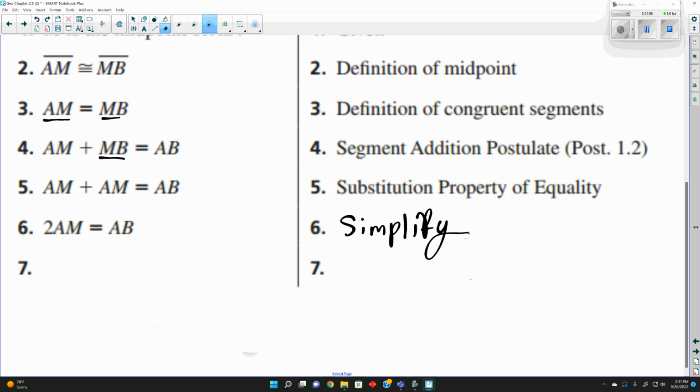Now, what was the other statement we wanted to prove? Which would be our other one, yes? So what can we do to go from 6 to 7? We can divide both sides by 2, which is just our division property of equality.